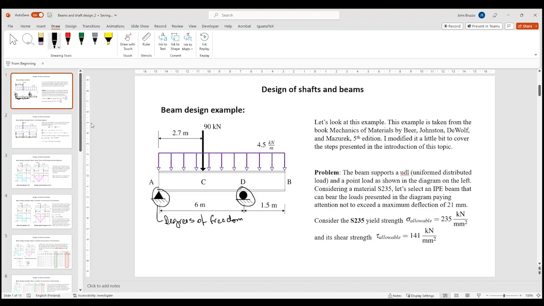Who doesn't know what a degree of freedom is? Don't be ashamed to say, I don't know what that is. Is everybody aware of what a degree of freedom is?